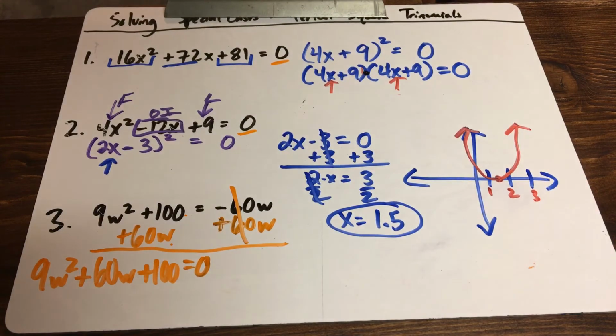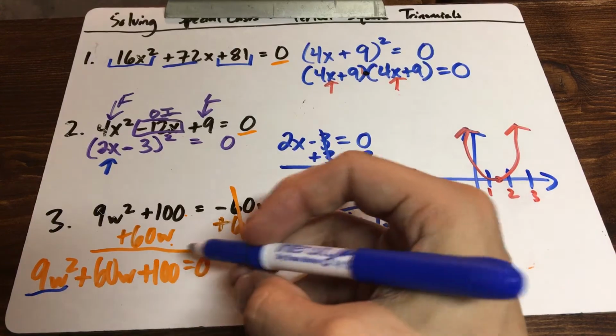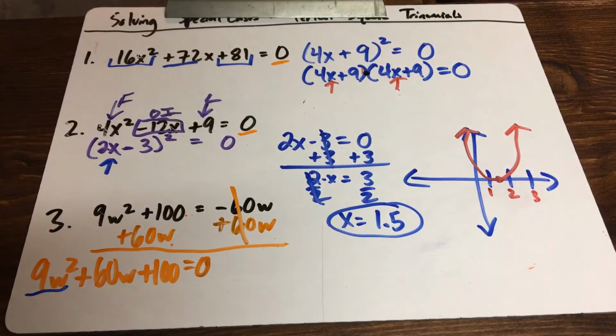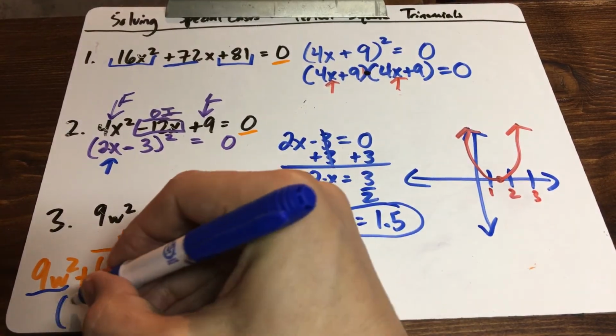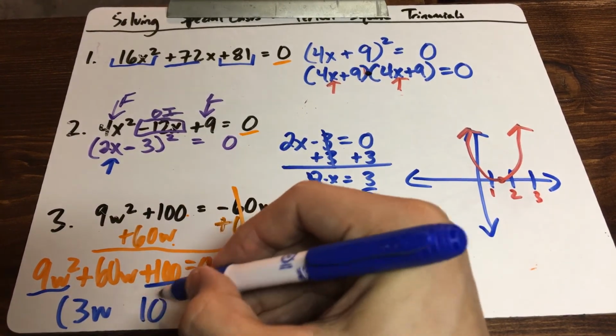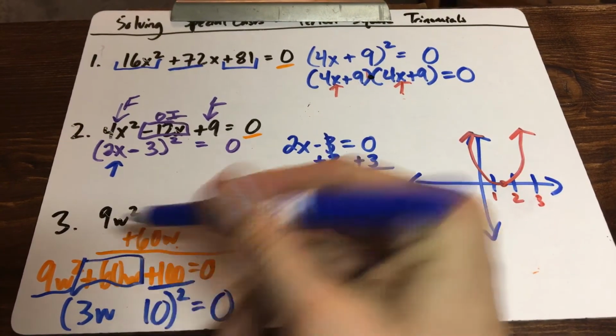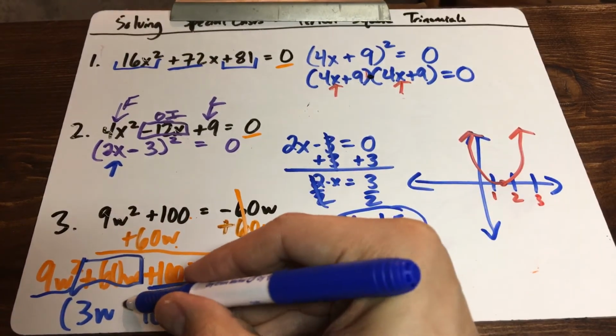This is a perfect square trinomial. Yeah? We know the square root of 9w squared. That is 3w. I know the square root of 100. That's 10. I look right here in the middle. This middle term is positive 60w, so that means that it has to be a plus right here.